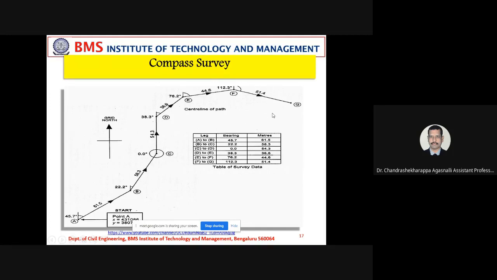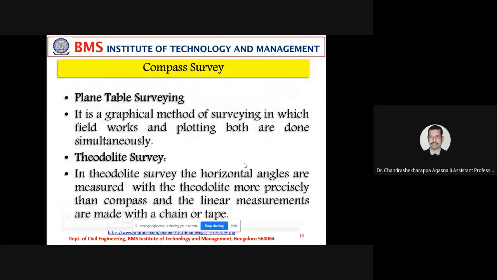This is a table of survey data. This is how A to B, B to C, C to D, and D to E, and E to F, and F to Z. This is a compass survey. It's a very simple one. Okay, and the plane table survey we discussed there.